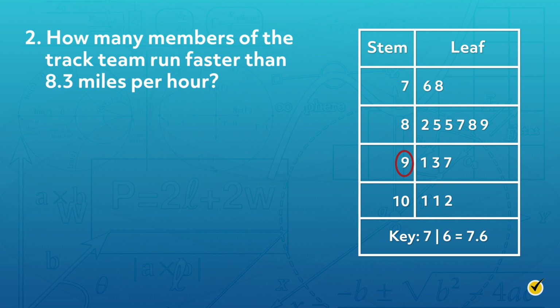3 numbers have a stem of 9: 9.1, 9.3, and 9.7. 3 numbers have a stem of 10: 10.1, 10.1, and 10.2. Adding these together, 11 members of the track team run faster than 8.3 miles per hour.